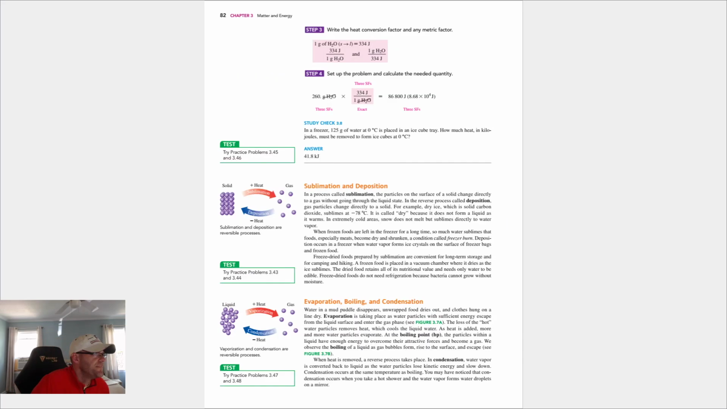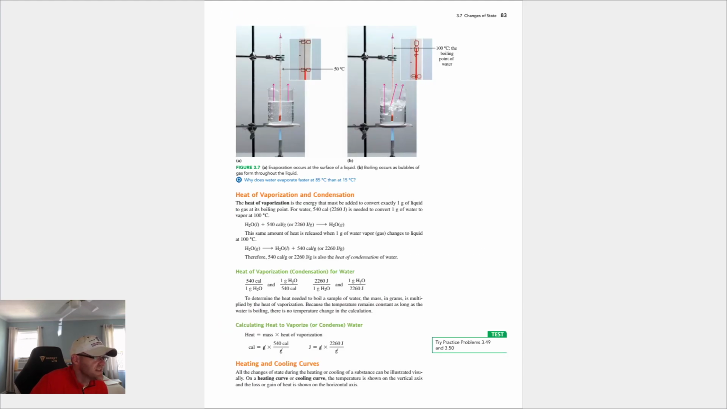All right. So this will talk about sublimation, deposition, evaporation, condensation. Heat of vaporization is the same as heat of fusion, except instead of going from a solid to a liquid, we're going from a liquid to a gas. All right. So we're hitting the boiling point. All right. So try to keep them in line like that, right?